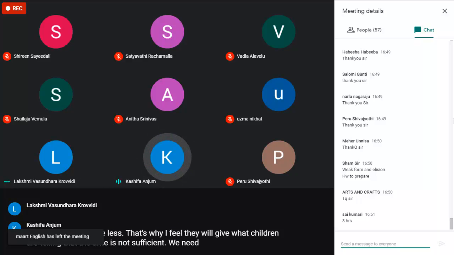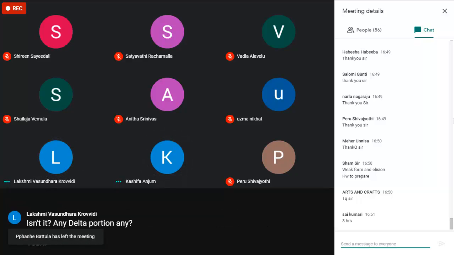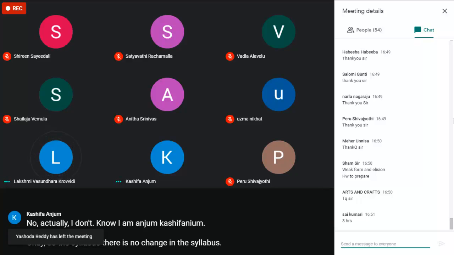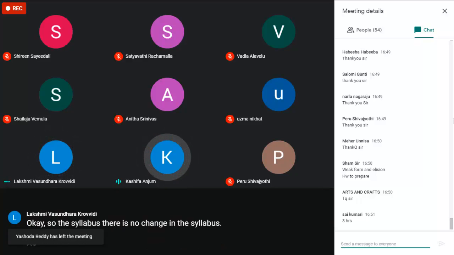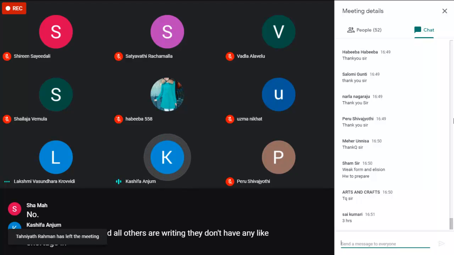We need to manage. Isn't it a lot? Any dedicated portion? No, I'm Anjum, Kashifa Anjum. Okay, so there is no change in the syllabus? No, for BCom students, no. Actually, my nephew and others are writing. They don't have any shortage in syllabus. The same syllabus they are following, and they have to prepare according to it.